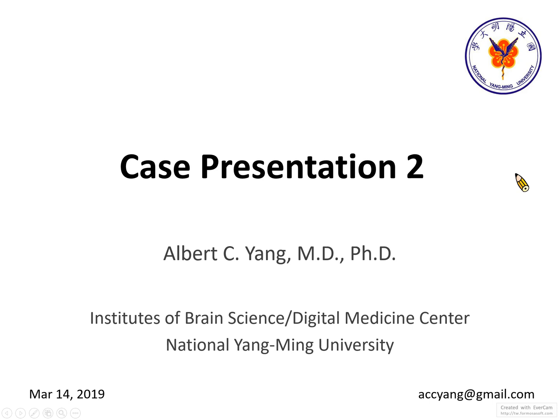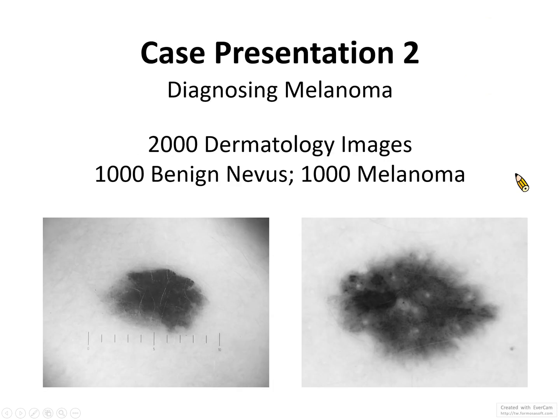dermatological skin problem. Okay, so in this data, I will give you about 2,000 dermatology images, which contain 1,000 benign nevus and 1,000 images with melanoma. Here you can see on the left the benign nevus, which is very normal but has high variance in shape and colors. And on the right side, you will see a typical case of melanoma.